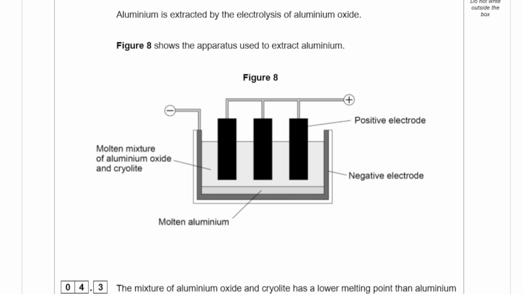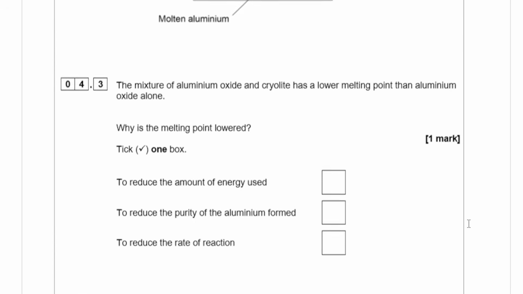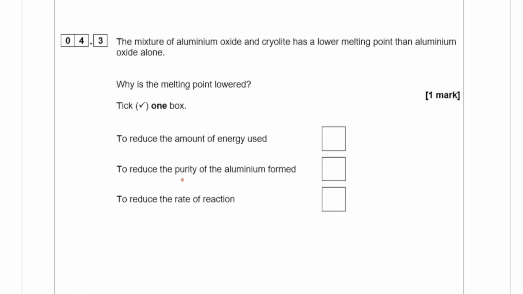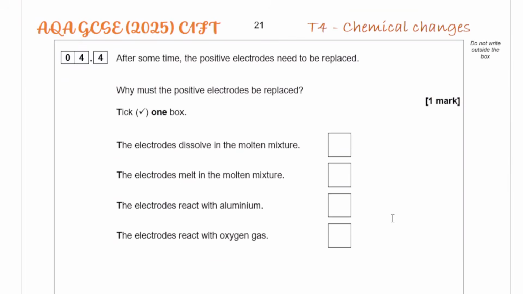Figure 8 shows the apparatus used to extract aluminium. So you have positive electrodes, molten mixture of aluminium oxide and cryolite, the negative electrode, molten aluminium at the bottom. The mixture of aluminium oxide and cryolite has a lower melting point than aluminium oxide alone. Why is the melting point lowered? Well, to reduce the amount of energy used for the process. If it had a higher melting point, you will need to use more electricity, which costs more money.